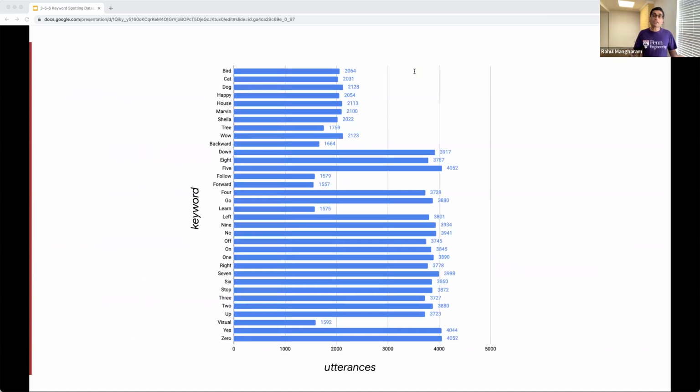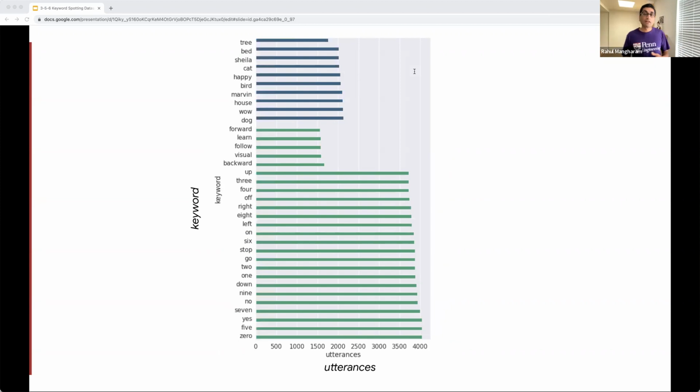Well, what does the data set actually look like? Here's a distribution of the words that are in the data set. On the left side, you can see all the different words that are there. And the bars over here are basically showing the number of examples for each of the different words. What we'll see is that this is not a perfect data set, but it's good enough, right? Because some words don't have many samples.